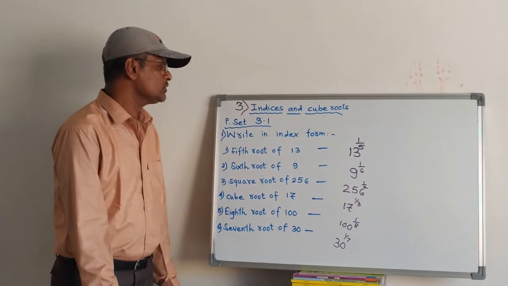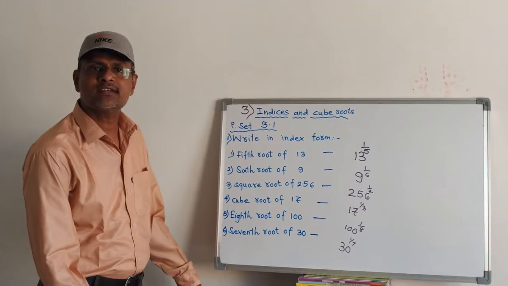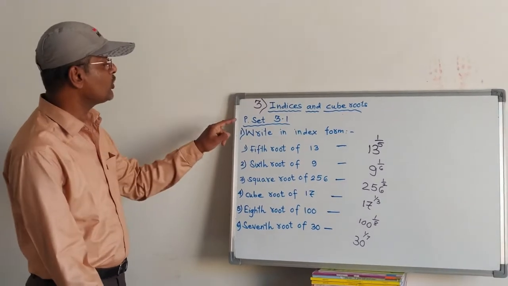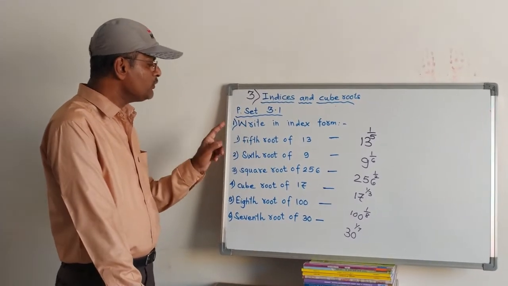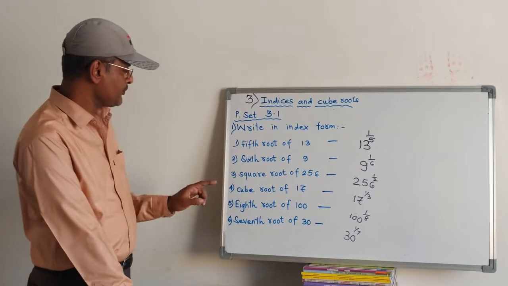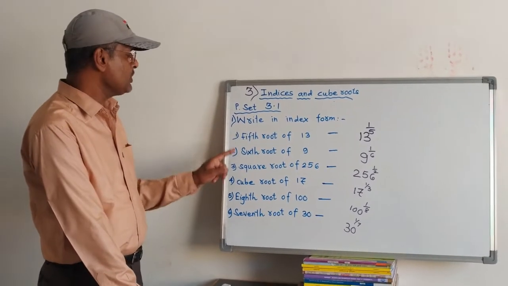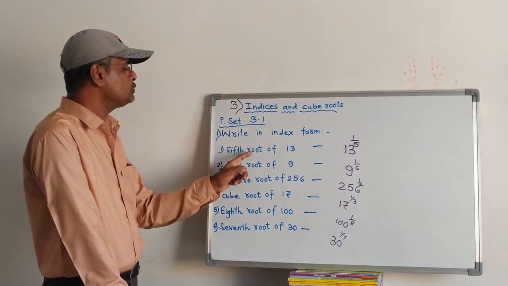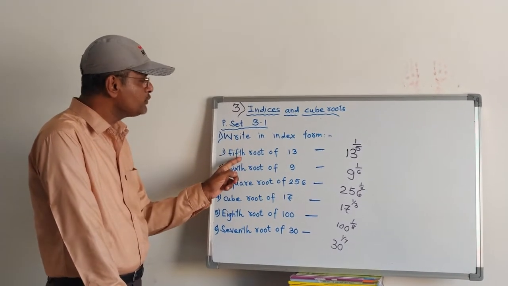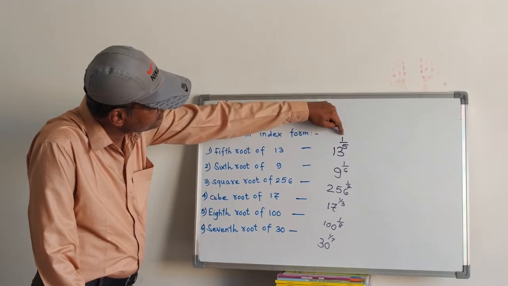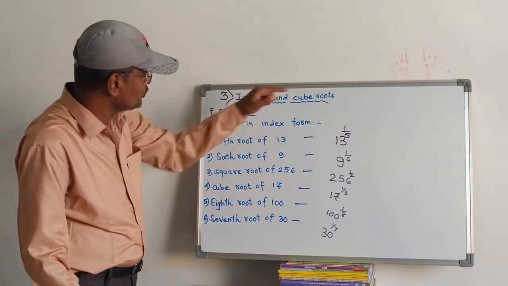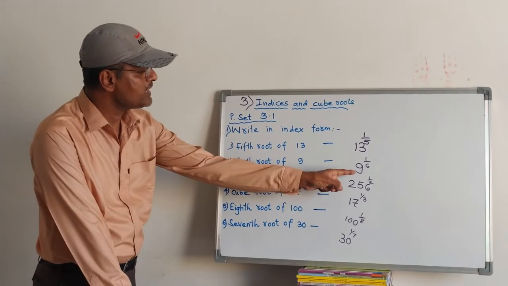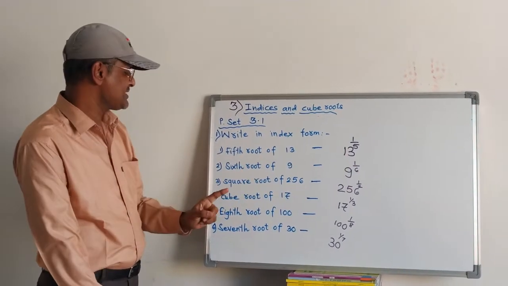Here we are with first exercise from indices and cube root, that is the problem set 3.1. First example from problem set 3.1 is write the following in index form. So 6 examples are given to you and we have to write all these in index form. Look at first example, 5th root of 13. So it is 5th root, so I have written it as 13 raised to 1 upon 5. So it is 5th root of 13. 5th means 5. Now 6th root of 9 can be written as 9 raised to 1 upon 6.